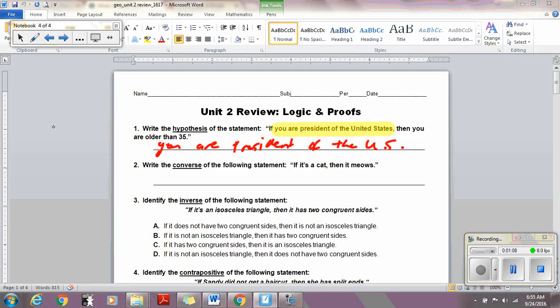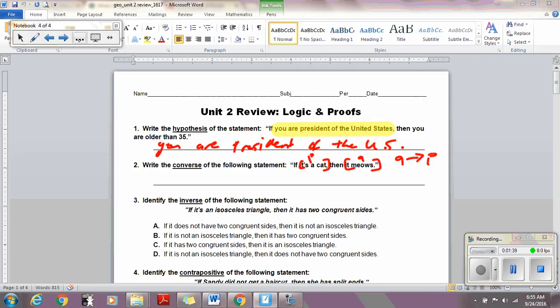Number 2, write the converse of the following statement. If it's a cat, then it meows. If you recall from our notes, converse is when you take Q and P and you switch them. So it would be if Q, then P. So if I were to take this statement and break it apart, P is it's a cat, Q is it meows.